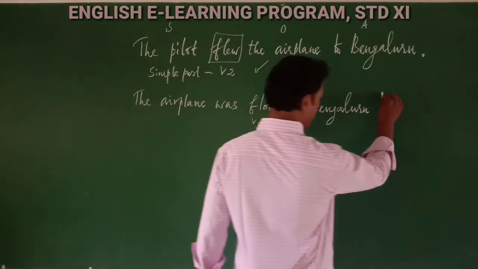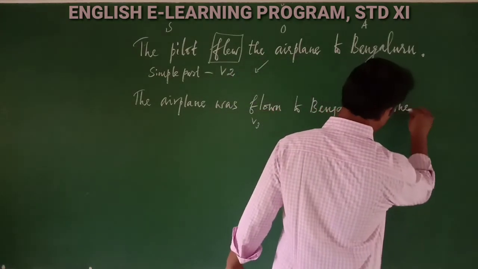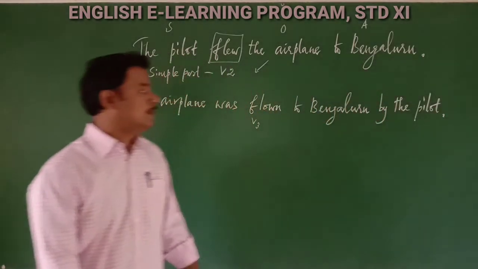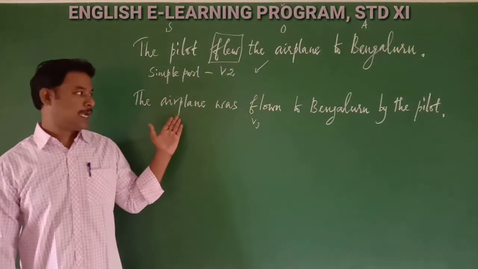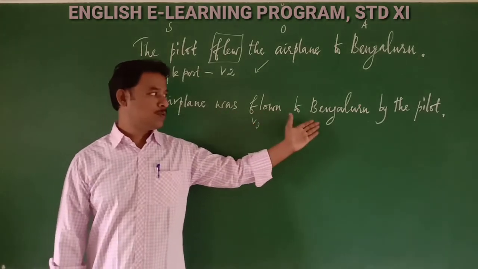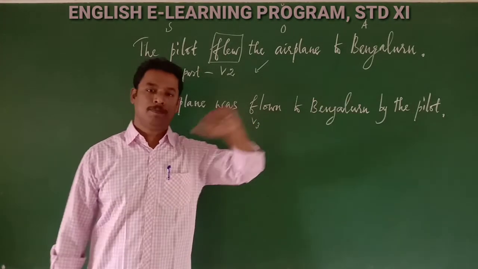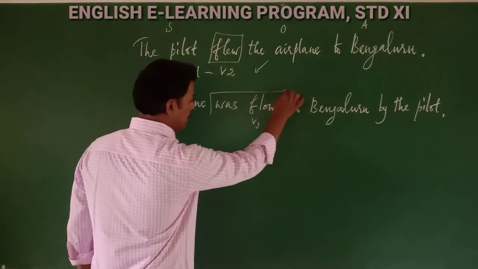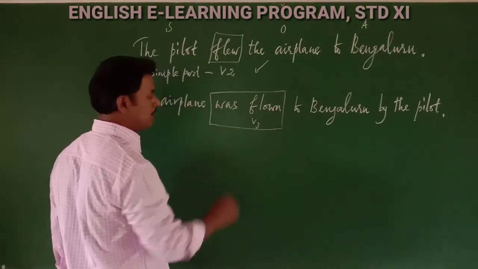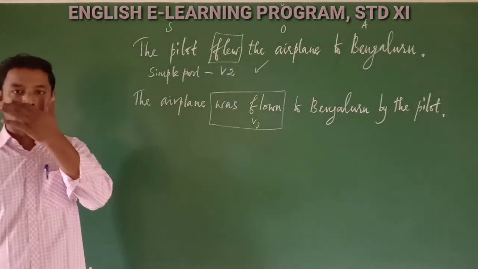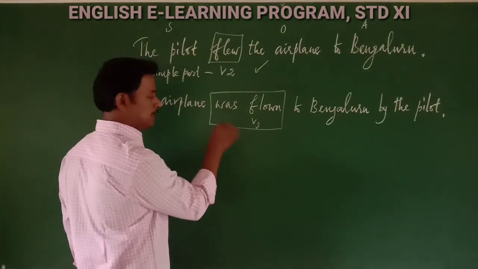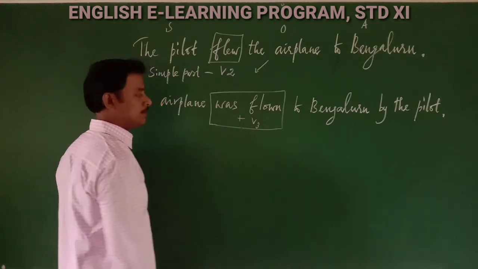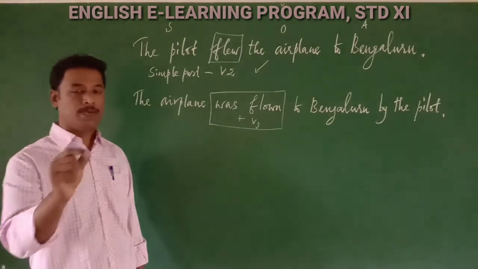Right. So by the pilot. Okay. Look at the sentence. The airplane was flown to Bengaluru by the pilot. Okay, it is in passive voice. How to find a passive construction? Look at the verb pattern here. Was plus verb 3. Okay. So it is the be verb was or were plus verb 3. This construction is in passive voice.